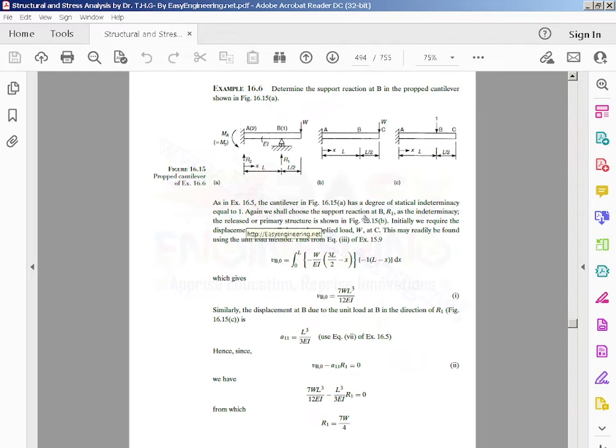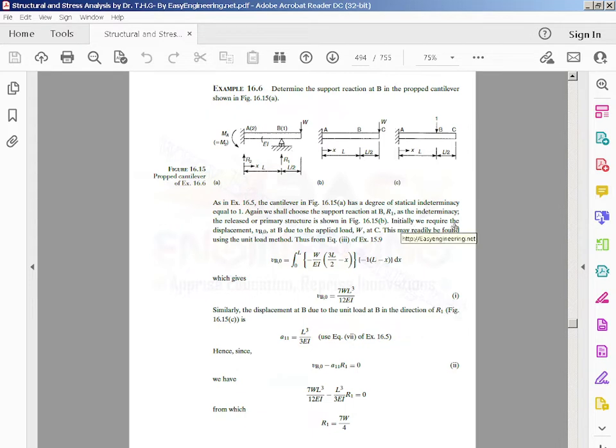Again, we shall choose the support reaction at B, R1, as the indeterminacy. The released or primary structure is shown in figure 16.15b, which is this bit. So they remove the roller support at B. Then you've got A, B, C, and it's just the cantilever with a point load on the end, of length L plus L over 2, which is 3L over 2. And then they're measuring X a bit further down from A, left to right.